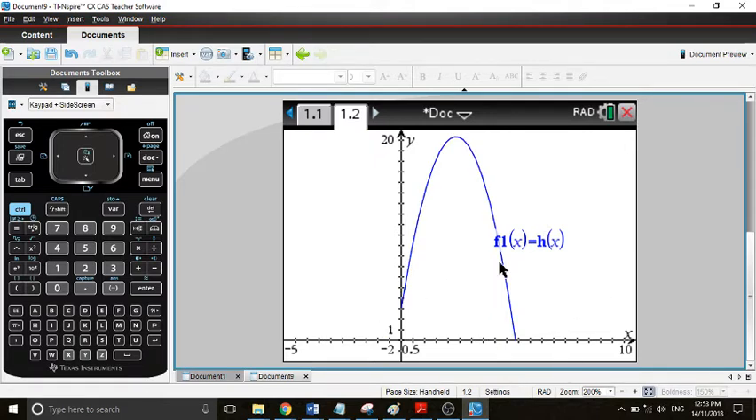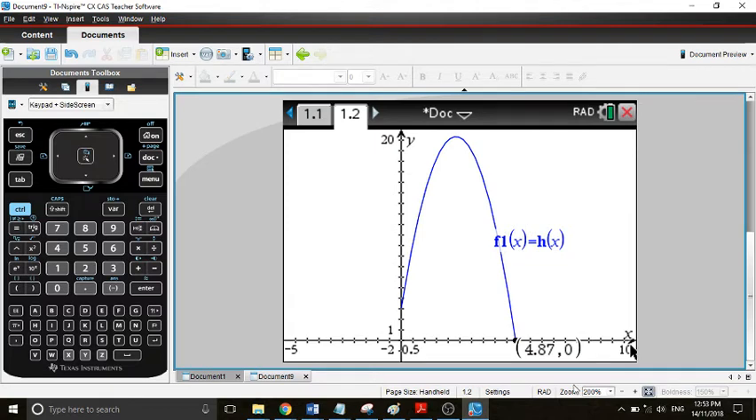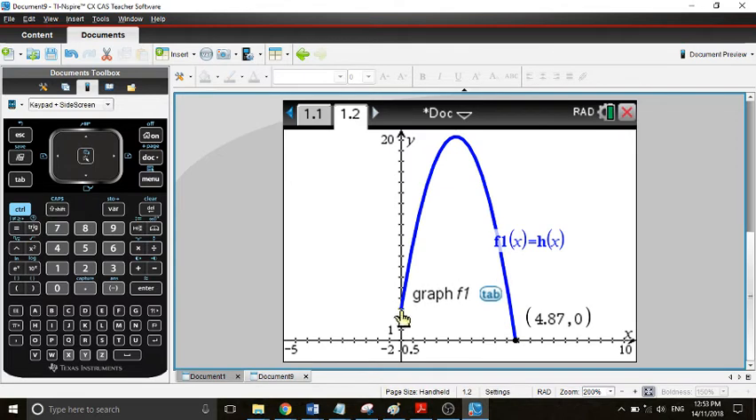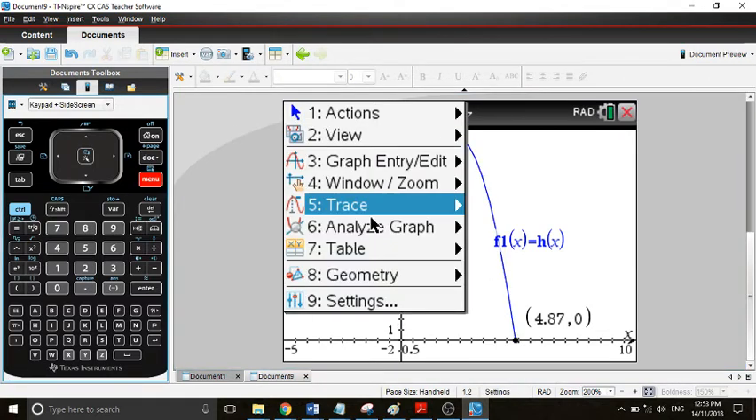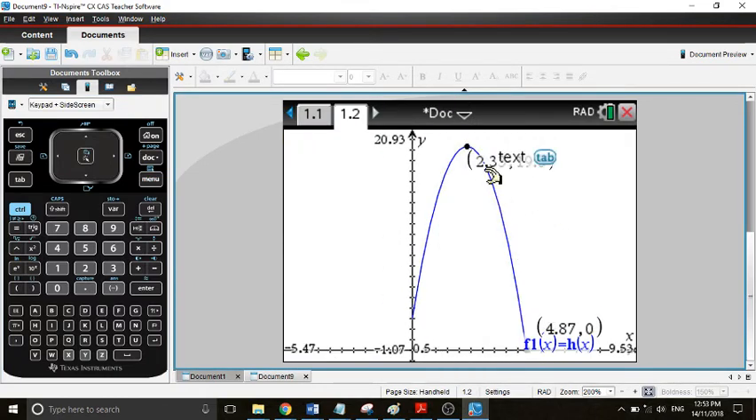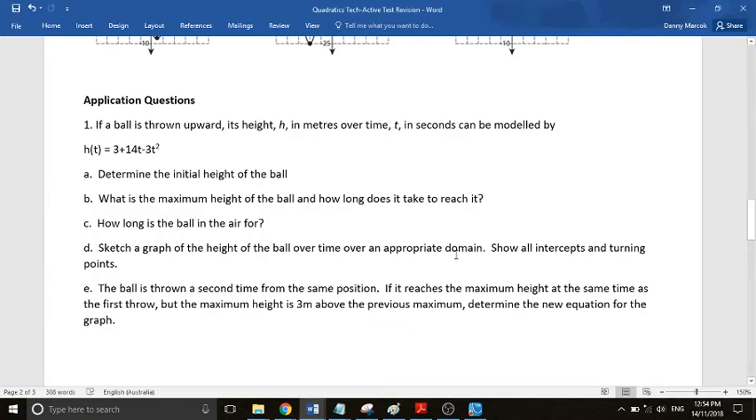So now we've got to include intercepts. So we know that we've got a 0 here. So 4.87 and 0. If it asks for decimal answers, 2, 3, 4, whatever, we can use this. If it asks for exact answer, we use this. We want a y-intercept. Well, we know that it happens here at 3, so that's 0 and 3. And then we want a turning point, so menu, analyze graph, it's a maximum. 2.33 to 19.3, or we use our previous answer, which was 7 over 3 and 58 over 3 to write an exact form, depending on whatever you're asked to do. So that's that done. So that's sketching the ball over an appropriate domain.